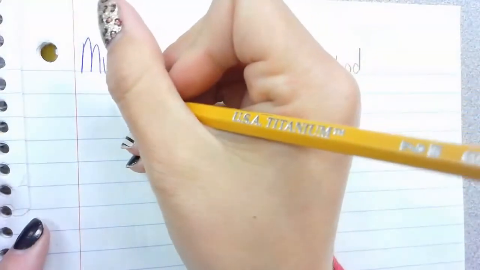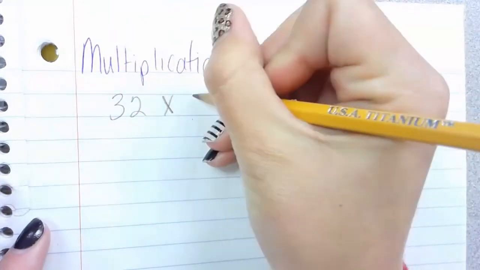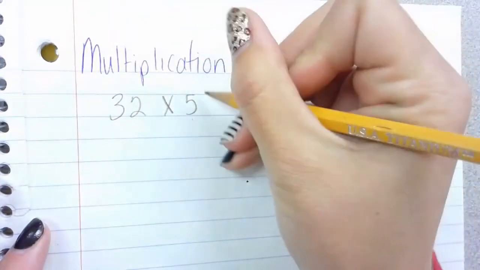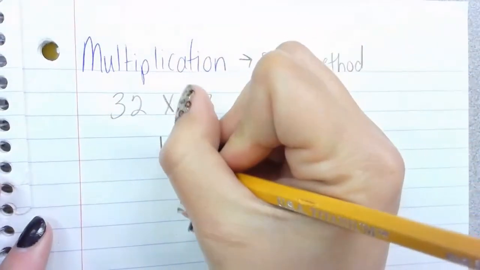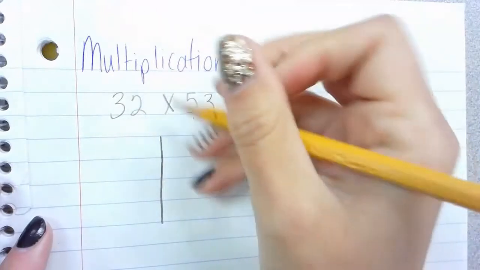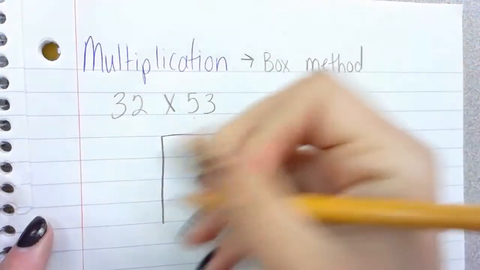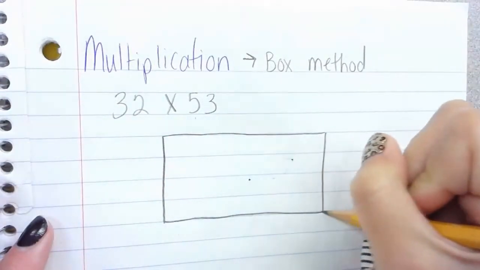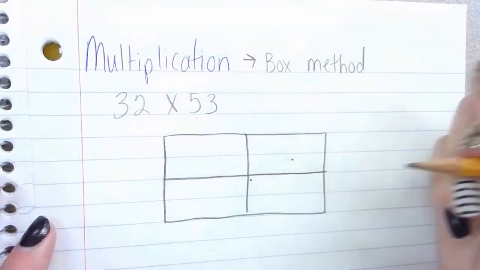So for example, let's say I did 32 times 53, right? So you're going to draw boxes. So essentially I have 4 numbers, so I need 4 boxes. And then you're basically going to break down each number into expanded form.